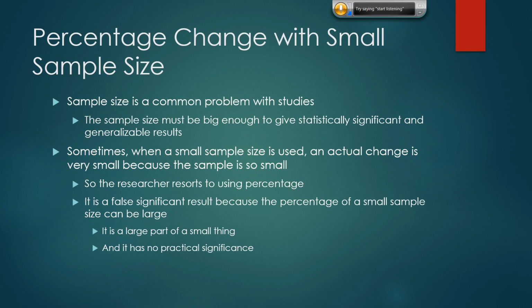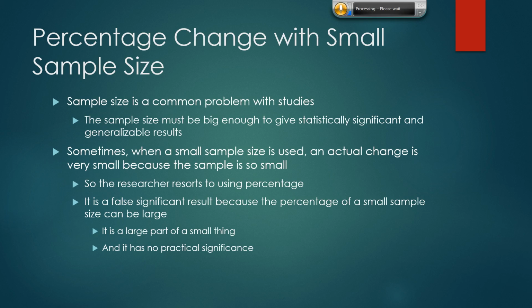And the last one is using percentage change with a small sample size. First of all, a small sample size is a common problem with studies, right? An insufficient sample size. Remember, the sample size should be big enough to give statistically significant and generalizable results about the population. Not only does it have to be large enough, but it has to actually represent all of the different factors of the population.